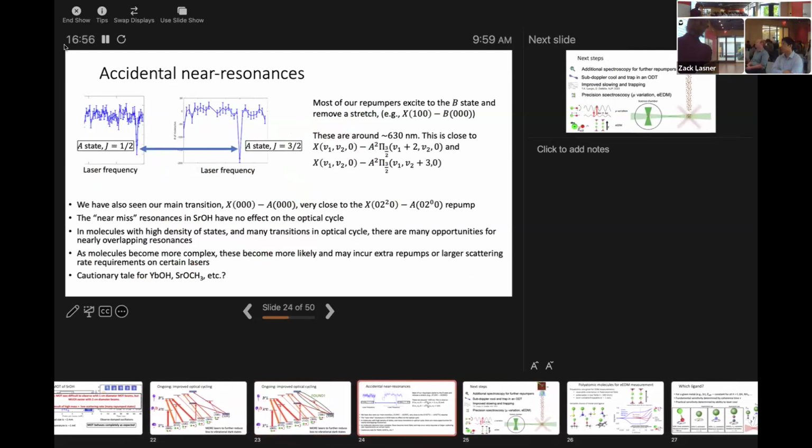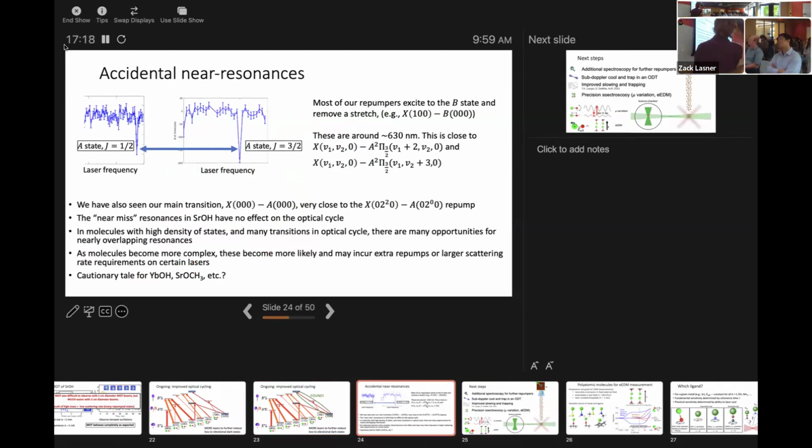One interesting thing that may be an issue for more complicated molecules as we really push this technology is that in the course of doing various spectroscopy, we found some accidental near resonances which can deplete our MOT. So this is our MOT signal as we're scanning a repump, and the repump should make our MOT better, but then you hit some other state and the MOT gets worse.